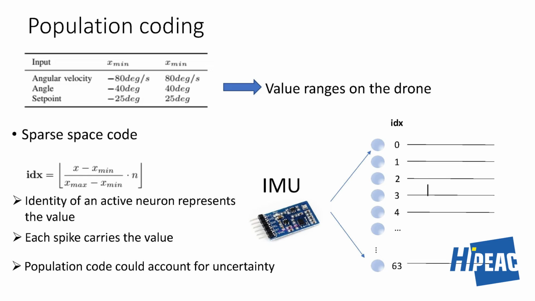Step number 1, I have my measured values. I measure angles in degrees. How do I represent these degrees on the chip? What I can do is use something I call a sparse space code. Important is space code or place code. I take a population of neurons and the identity of the neuron encodes the value. So this would be 0 degrees, 1 degree, 2 degrees, 3 degrees, 4 degrees. If I have more neurons, I have higher resolution; fewer neurons, lower resolution.